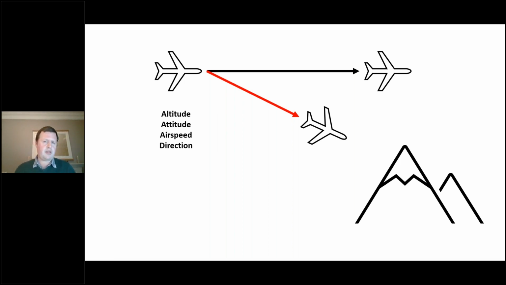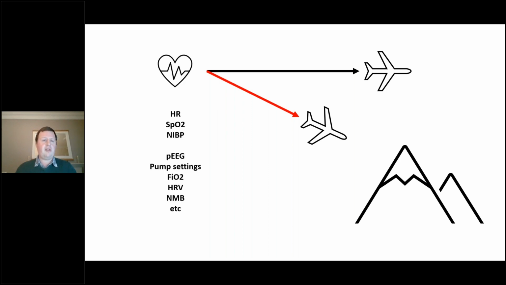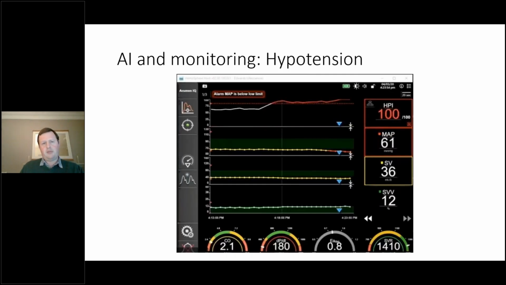But actually what we need to know is things earlier, and there are things that we might be able to do using artificial intelligence and machine learning, where we put all of these various variables and information from our monitoring and our anaesthetic machines and our pumps, and it might be able to tell us where we're flying to and what the likely cause is. And there are some devices that are beginning to do that.